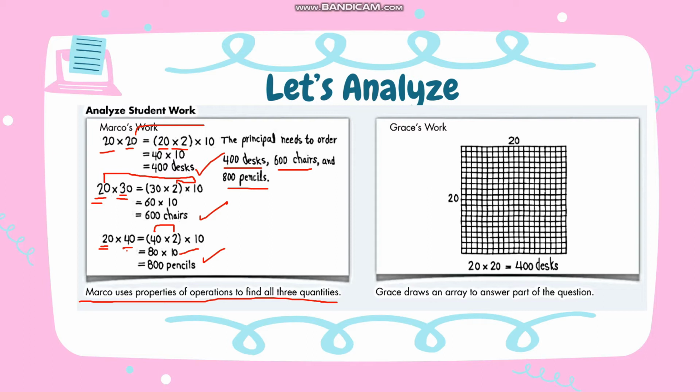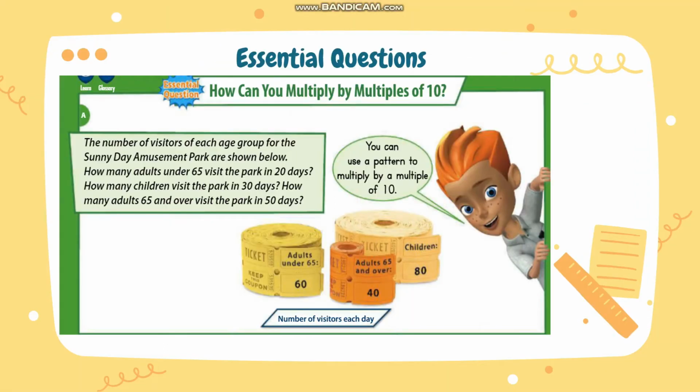For Grace's work, Grace draws an array to answer part of the question. So this is a 20 by 20 grid. 20 multiplied by 20 is 400. But she forgot to discuss how many chairs and how many pencils are needed. So how can you multiply by multiples of 10?